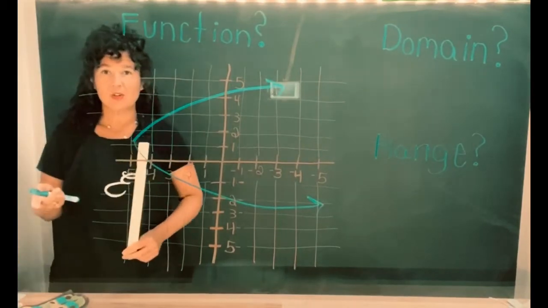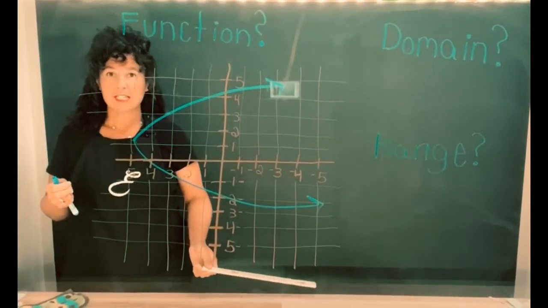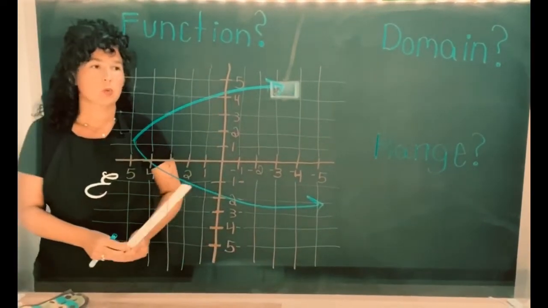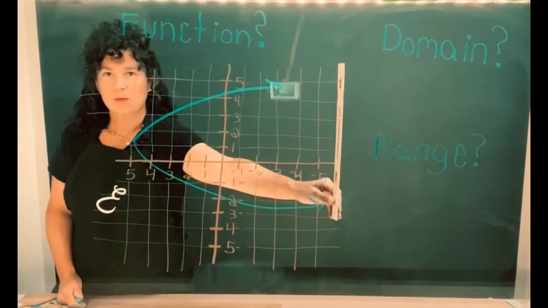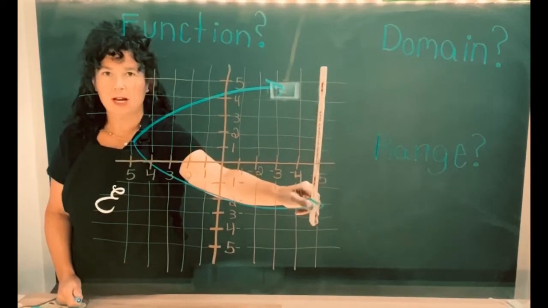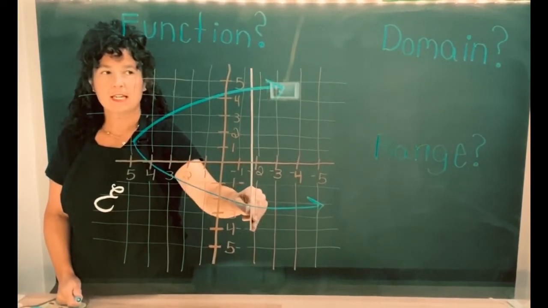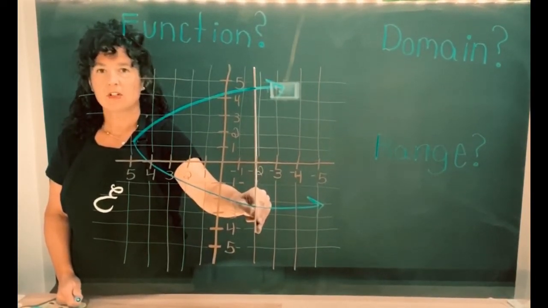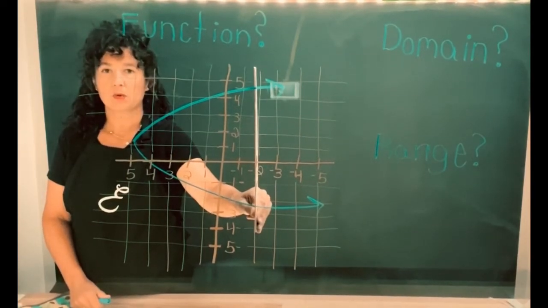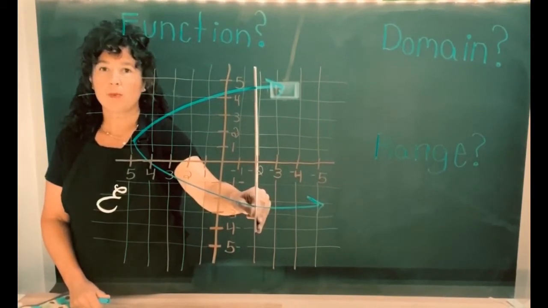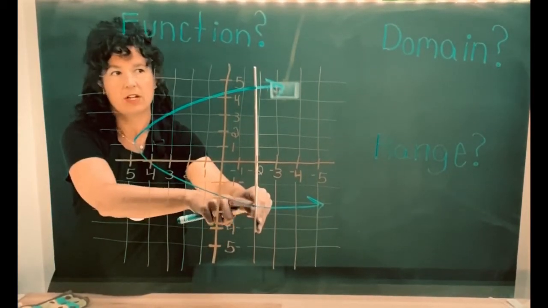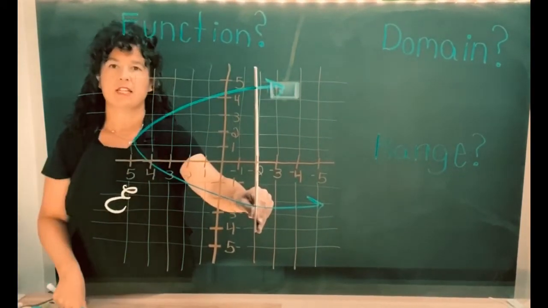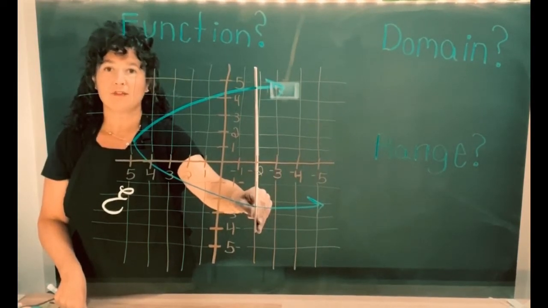Here we have another graph. First, we're going to decide if it's a function. So we're going to perform the vertical line test. As I move this vertical line from left to right, we can see that this vertical line is in contact with the graph at more than one point at the same time. It's in contact down here and up here at the same time. So this is not a function.